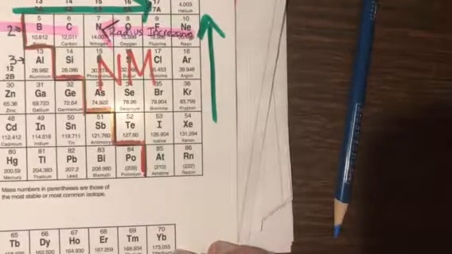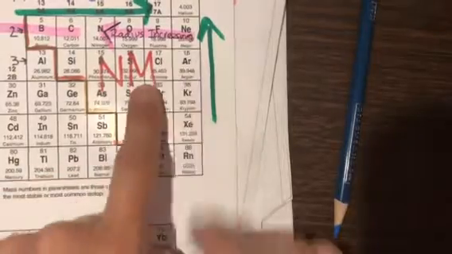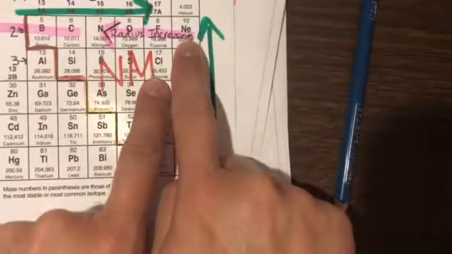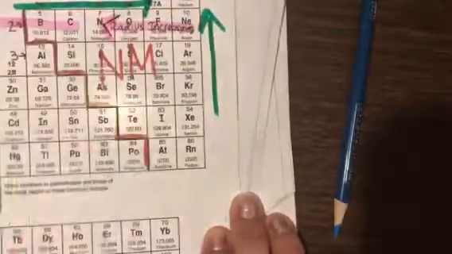So what if I said what has the strongest electronegativity? Cl or Ne? Ne has a stronger electronegativity because it's more up and to the right. Okay.